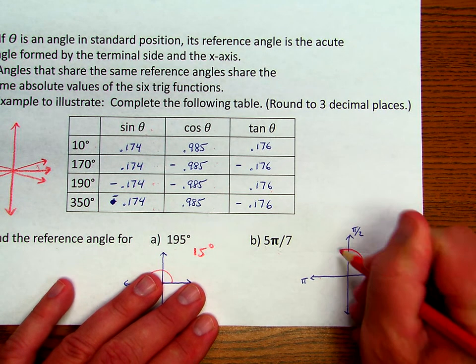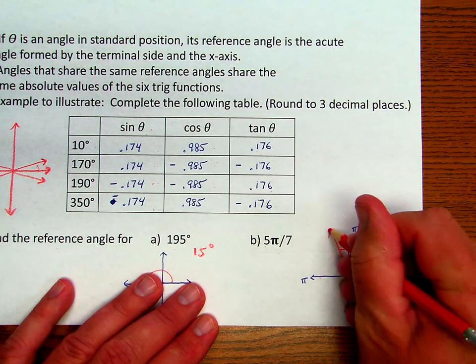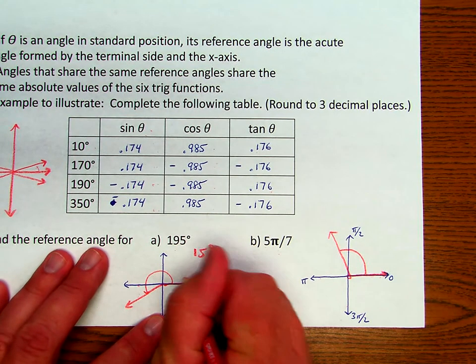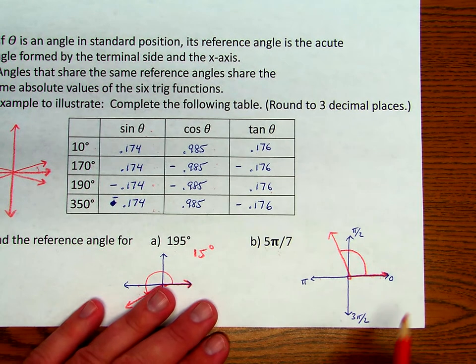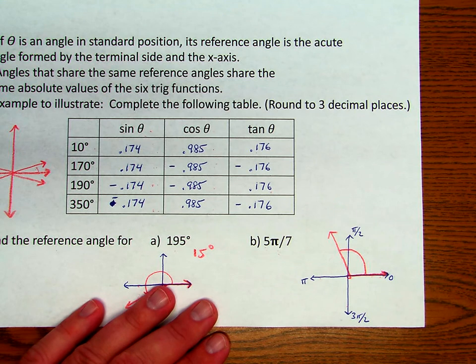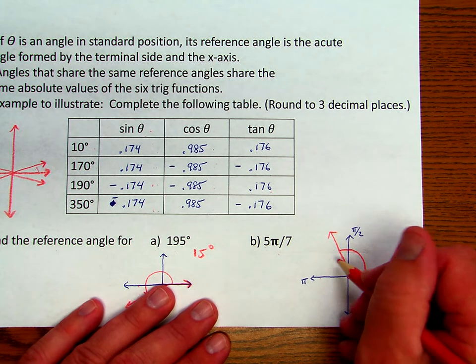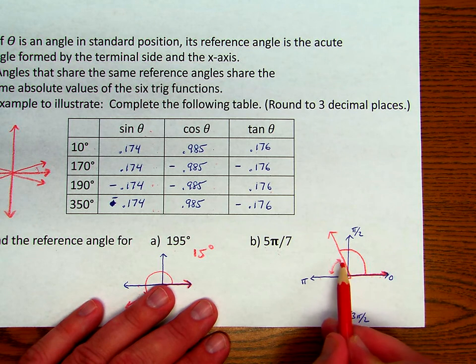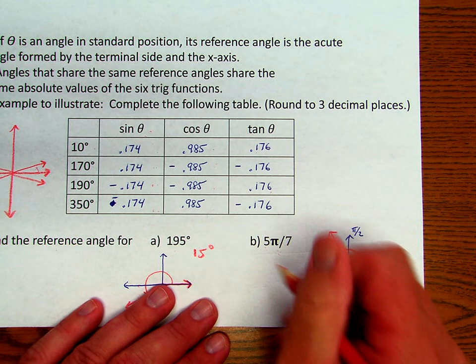So, in standard position, I didn't show the initial side right here. In standard position, that's where it lands. It's a second quadrant angle. Well, how far away is it from the closest x-axis? Well, that means we'd have to get from 5 pi over 7 to 7 pi over 7. So it's 2 pi over 7 away.